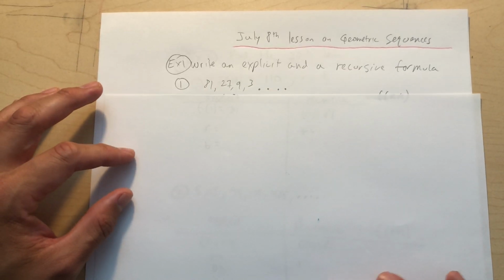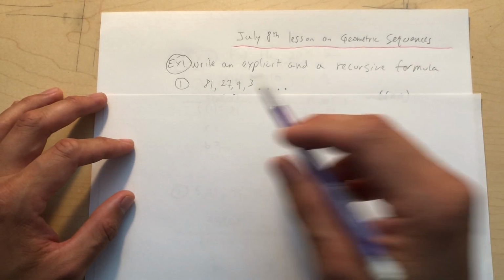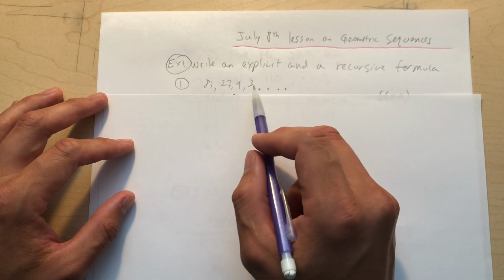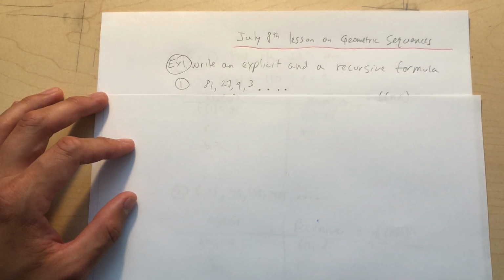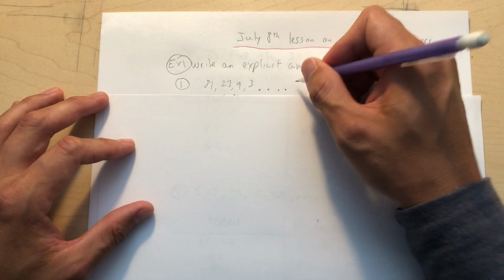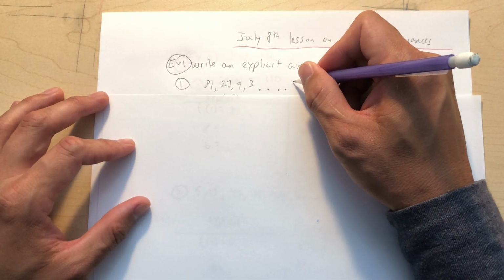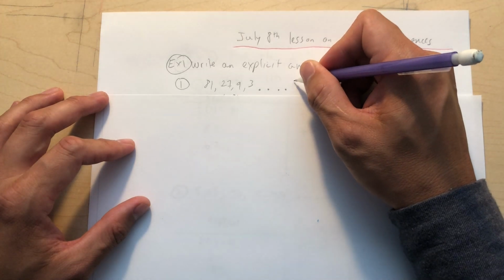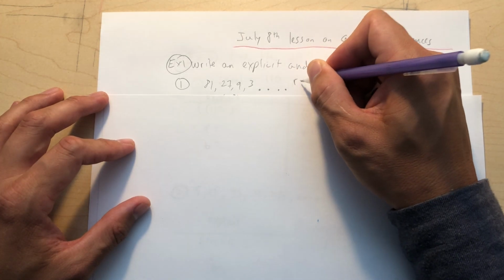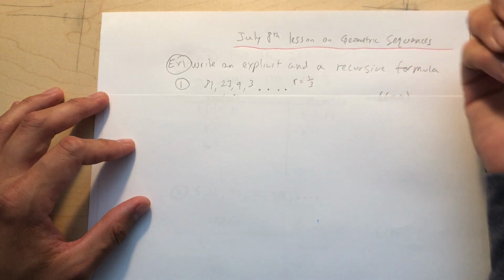Let's look at this one here. As you can see, it's 81, 27, 9, and 3. Looks like it's being divided by 3. In this case, it's being multiplied by 1/3, so it means the same thing. Divide by 3, multiply by 1/3. This multiplier, they call it the letter R. It's multiplied by 1/3.